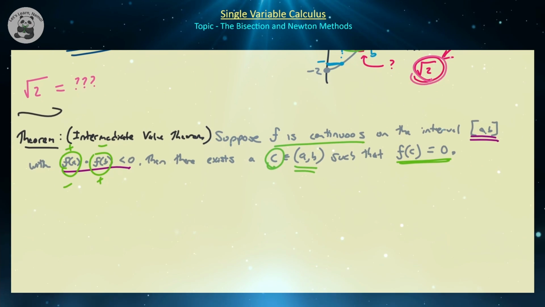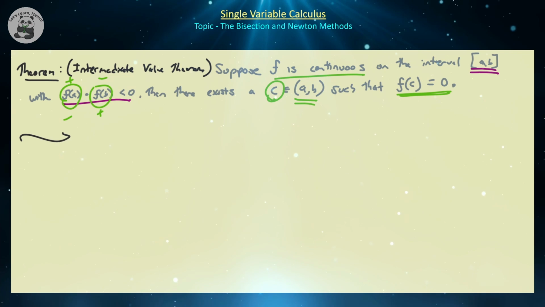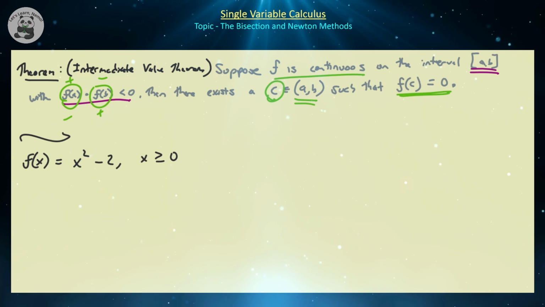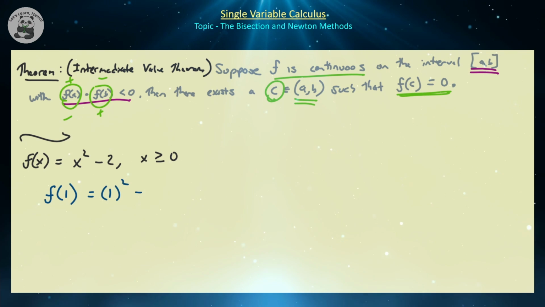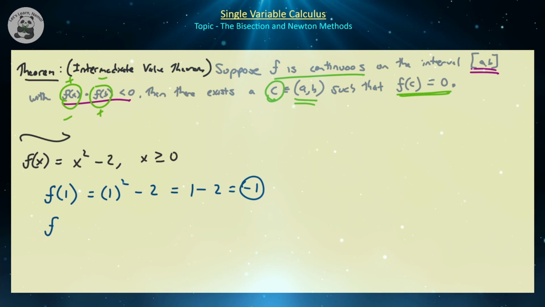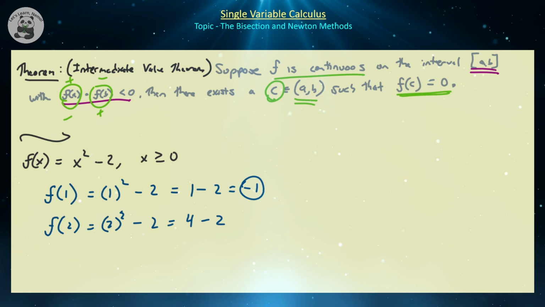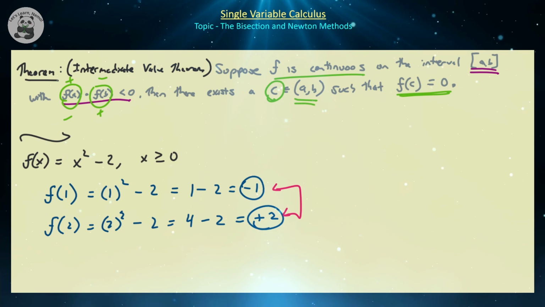So let's see if we can find an A and B that make this true for our example. Our example is f of x equals x squared minus 2 for x greater than or equal to 0. Let's start off by plugging in some nice numbers. Let's start with 1. f of 1 is going to be equal to 1 squared minus 2, which is 1 minus 2, which is minus 1. If we plug in 2, we're going to have 2 squared minus 2, which is 4 minus 2, which is positive 2. Notice that these values have opposite signs.